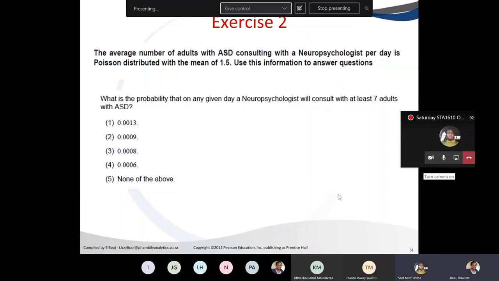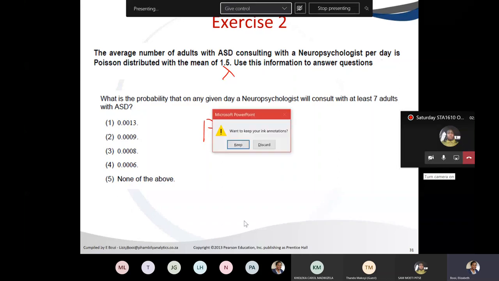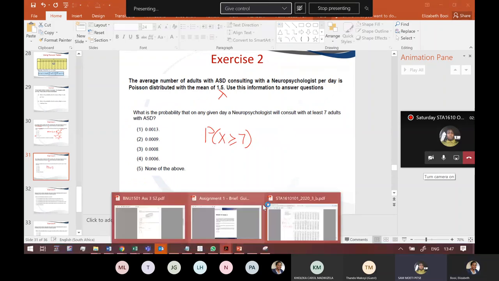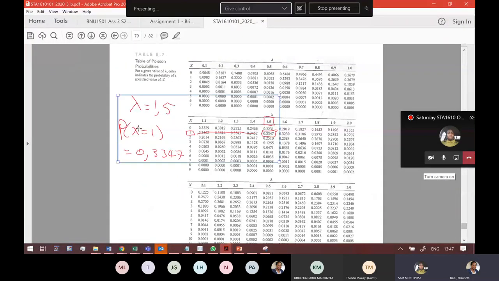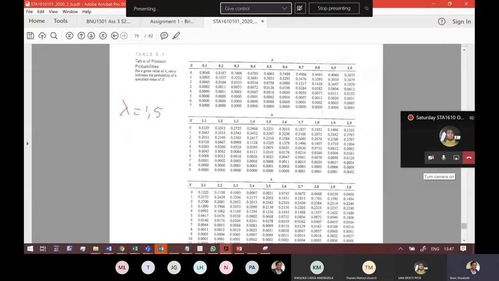Using the same information, your Poisson mean, which is your lambda, is 1.5. So what is the probability of at least 7? Here they're asking you to calculate the probability that x is greater than or equal to 7. So if you go to the table and we look for lambda 1.5 again, and we look for the probability that x is greater than or equal to 7, it means you need to calculate all of them.